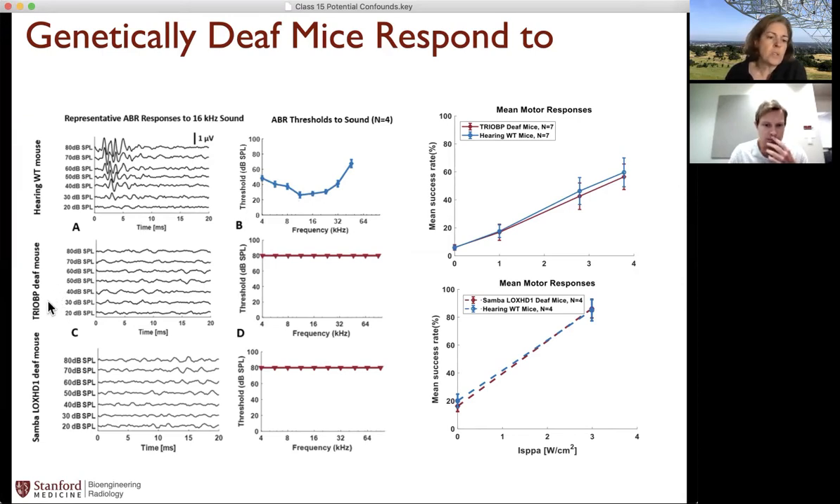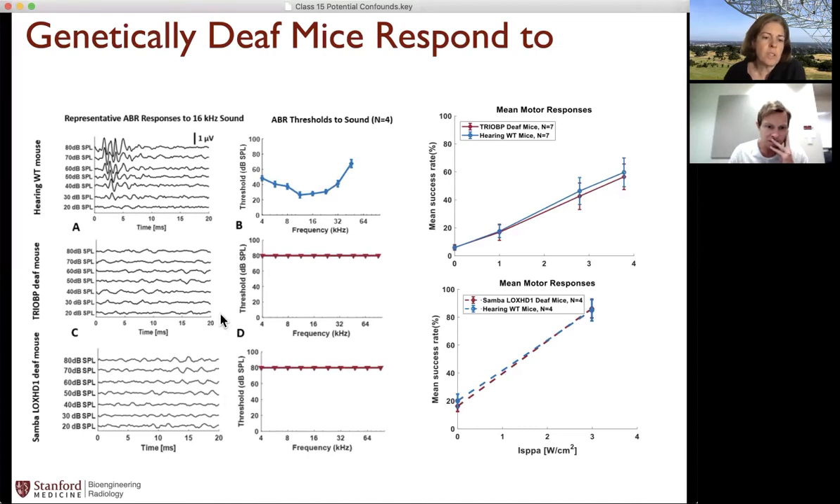We also looked at these 2 different genetic knockouts, and these 2 different types of mice were deaf for different reasons. You can see that as you increase the sound pressure level, we never got a response like we did in the wild type hearing mice. If you plot out the thresholds, you can see that we went all the way up to 80 dB SPL, and we stopped at that point. So you just draw the line there at 80 dB SPL, saying that we didn't get any hearing response below that.